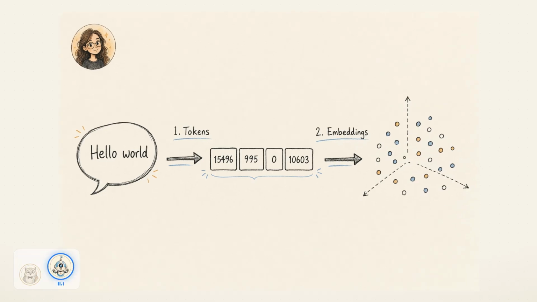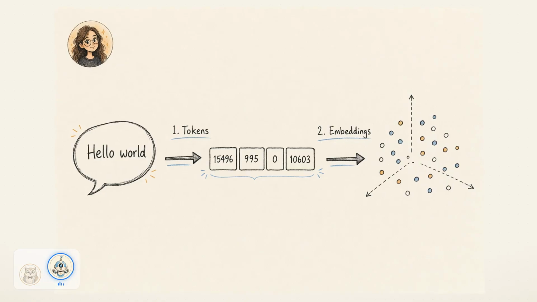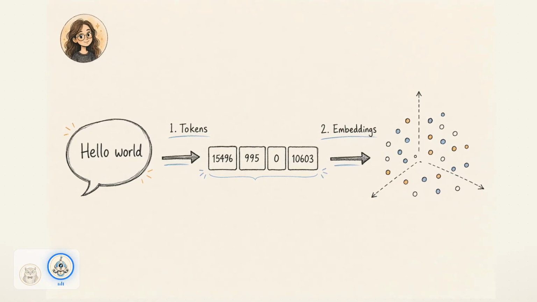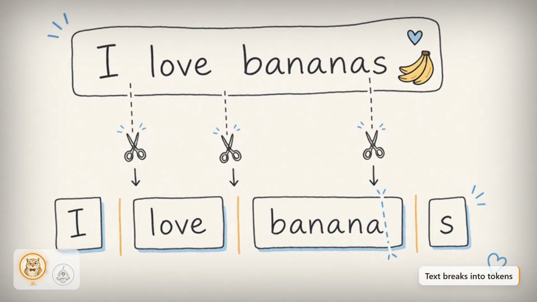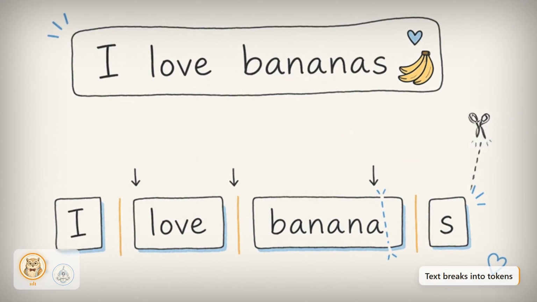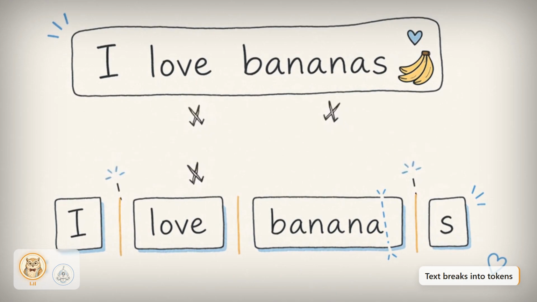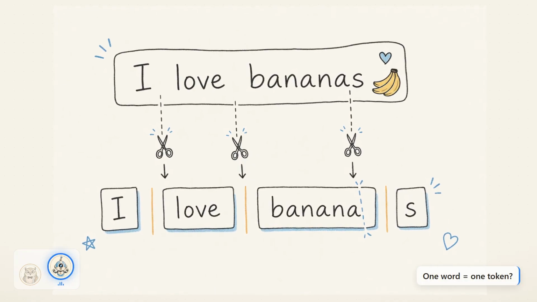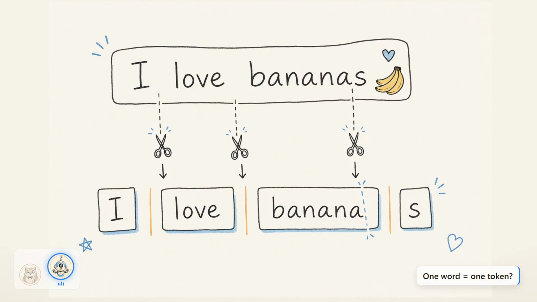Start me at 0. I type a sentence, hit enter. What happens before the model thinks anything? First, it chops your text into pieces called tokens. And here's the catch. It doesn't read letters, and it doesn't quite read whole words either. Oh, I've got this. 1 word, 1 token. I love bananas, 3 tokens. Done.